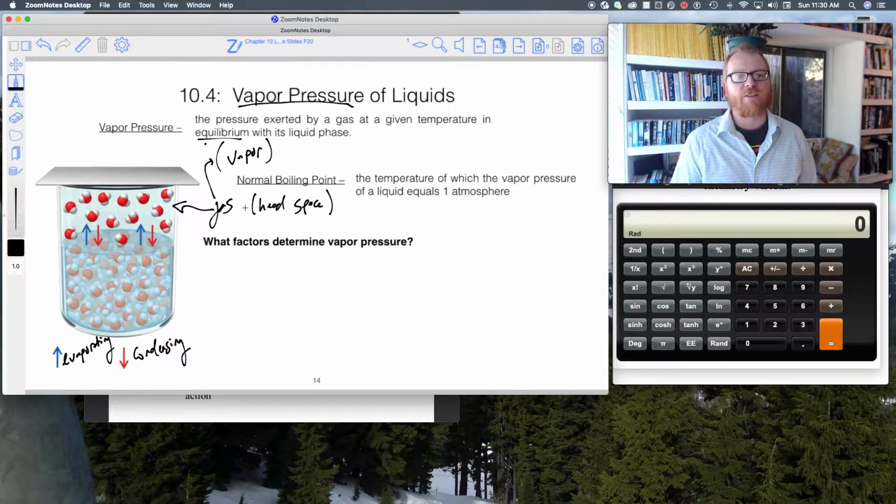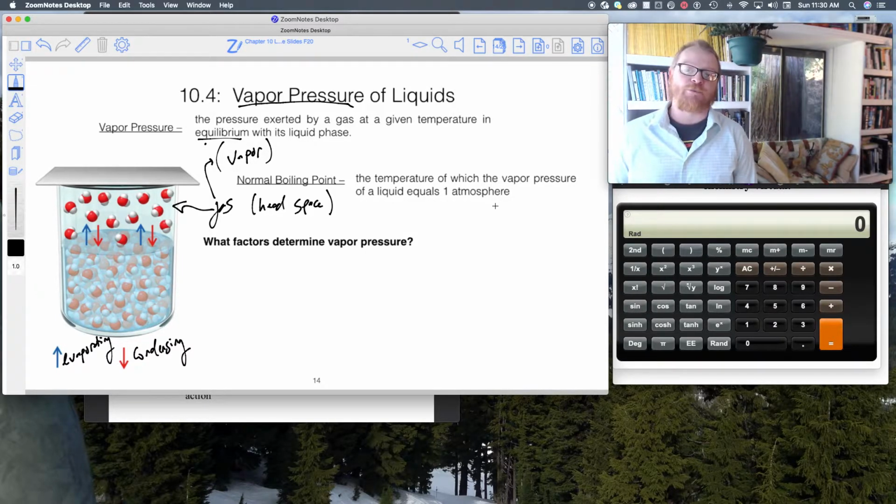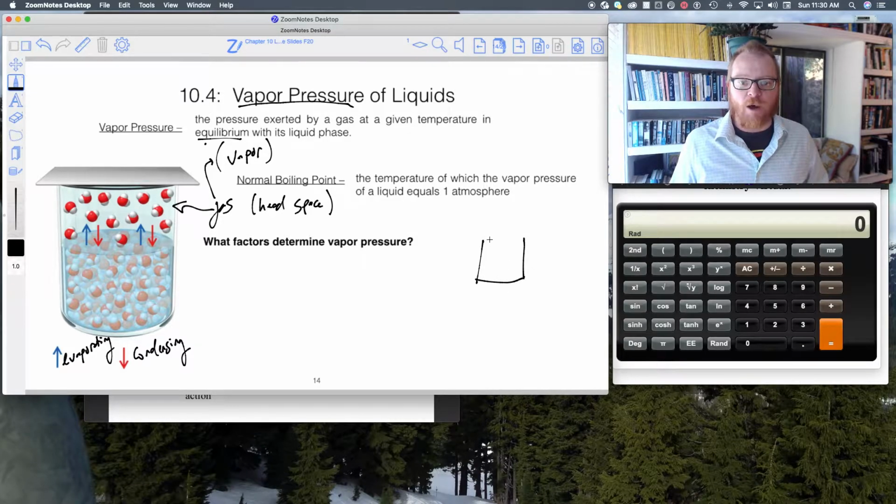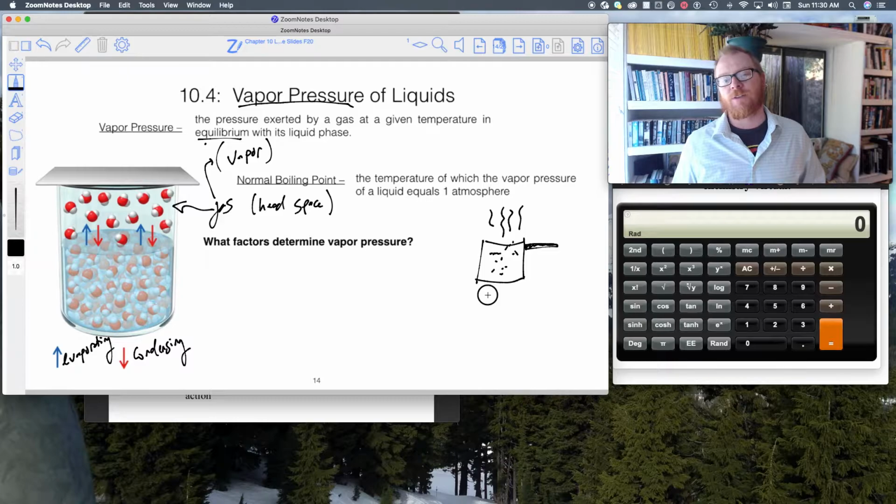So what about this other definition here? Normal boiling point: the temperature at which the vapor pressure of the liquid equals 1 atmosphere. So that is actually our definition of boiling. Okay, imagine we've got a pot of water here. There's my little handle. And so I've got this pot of water, and there are all these bubbles, and then we've got steam rising off the liquid.